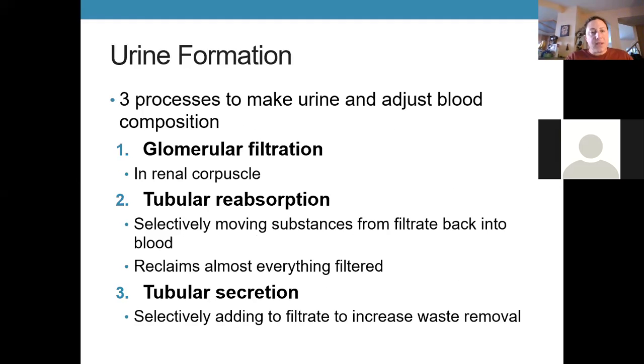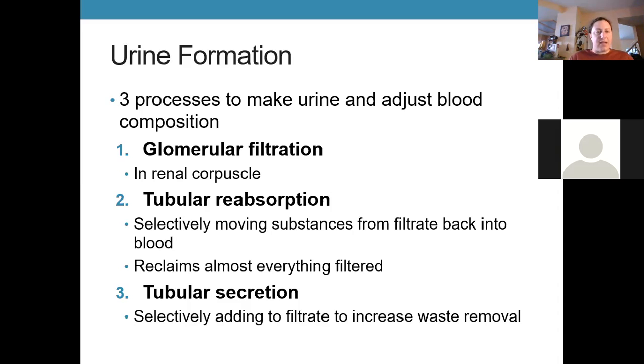So there are three processes to make urine. And the same processes that actually make the urine also serve to adjust the composition and volume of the blood if needed, which we'll tackle a little bit at the end. So the first thing that happens is filtration of the blood in the renal corpuscle. We call it glomerular filtration because the glomerulus is the capillary bed through which it's occurring.